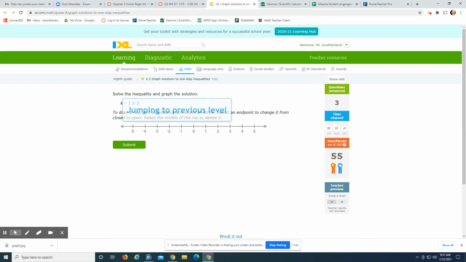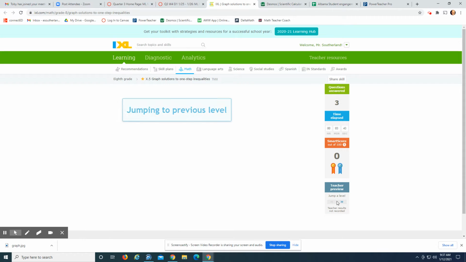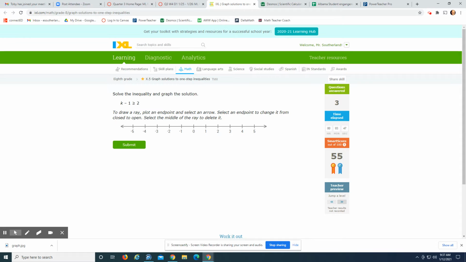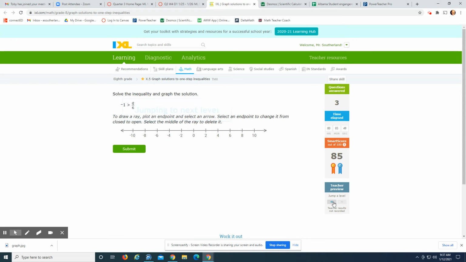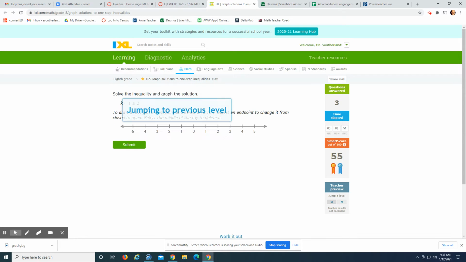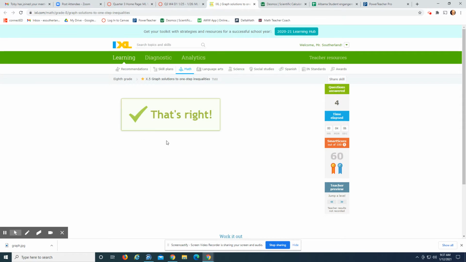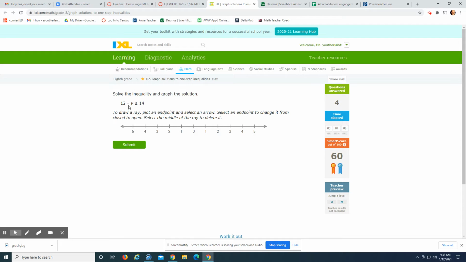Let's see if we can get one. Well, it appears I can't seem to get one, so I'm going to go through these and solve these rather quickly. So I'd add 1 to both sides, and that would mean that K is greater than or equal to 3. And that would give me that. This is what I wanted to show you.